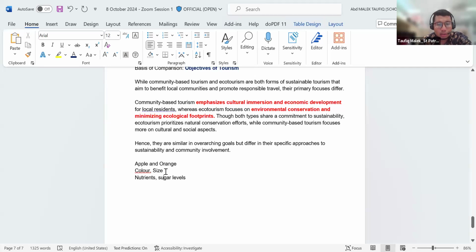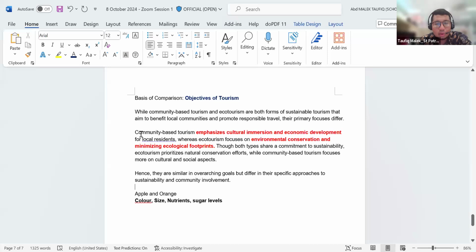So these basis of comparison will direct your argument, and provide you with a level 3 mark, okay, which is what we want, right? So the basis of comparison for this is, of course, objectives of tourism. So what is the type of tourism trying to achieve? Right? So for me, yes, they are trying to achieve sustainable tourism.